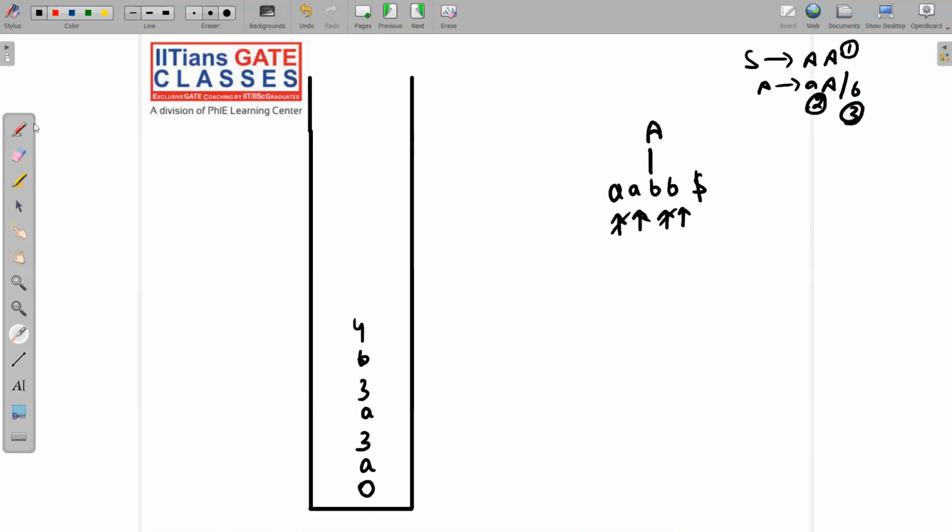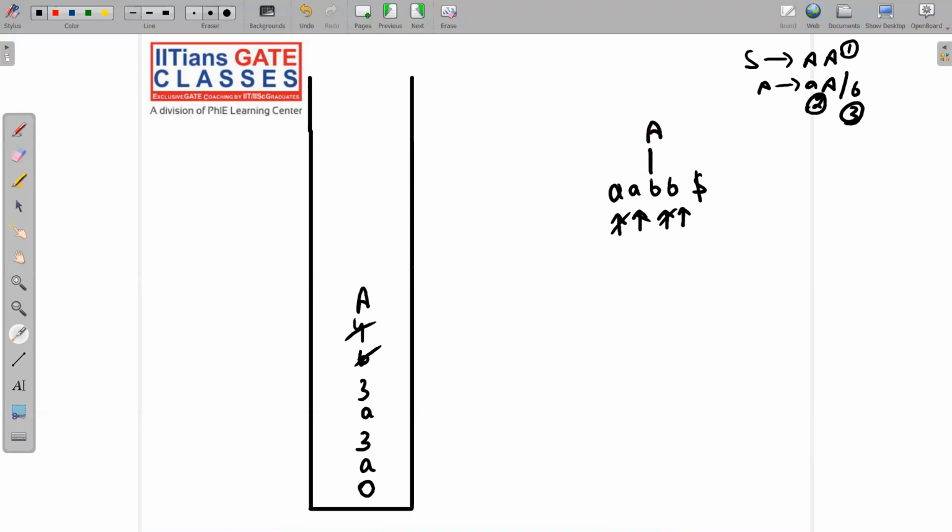Okay, that is what we are doing. According to the algorithm, the length of b is 1, so I will pop off 2 symbols and push LHS onto the stack. Push LHS means we have reduced this small b to capital A. Are you getting it? We have reduced this small b to capital A.